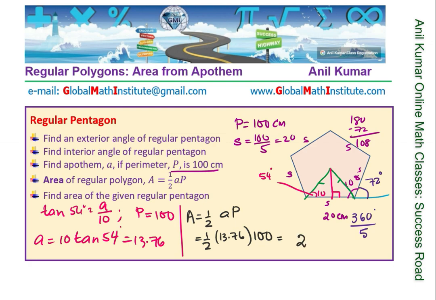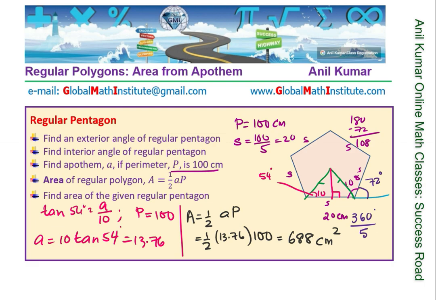So we get, let me redo this, right? 13.76 times 100, right? Divide by 2, right? We get 688, yeah. So now let's do this calculation, dividing 1376 by 2 and then times 100, either way. So it gives you 688, right? And of course, centimeters square.